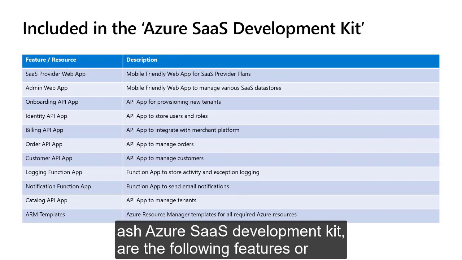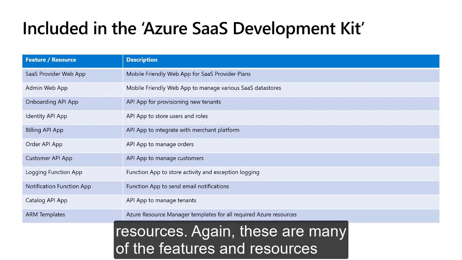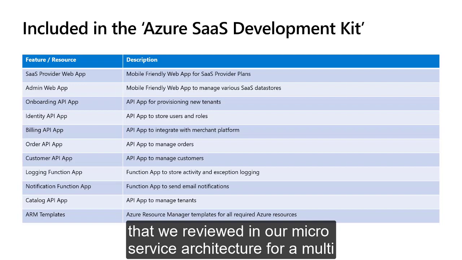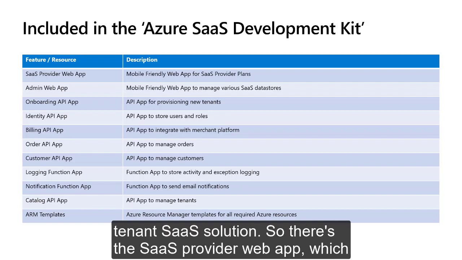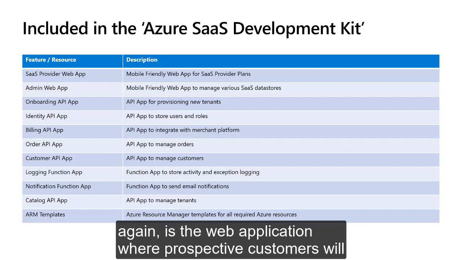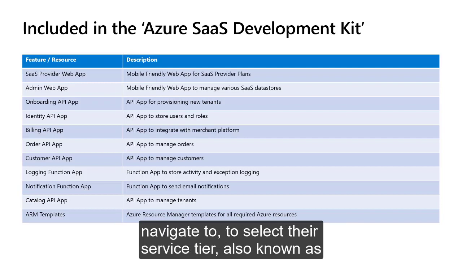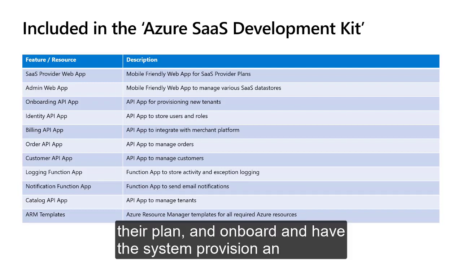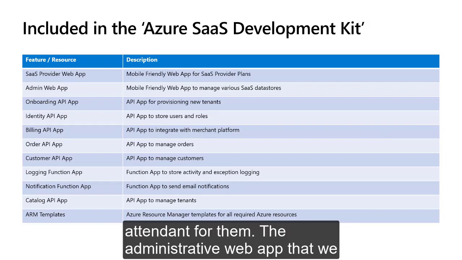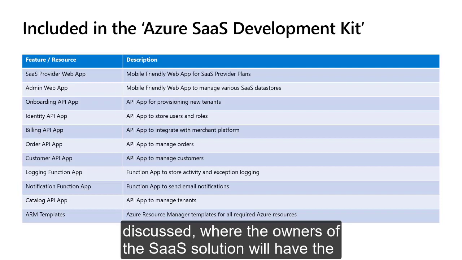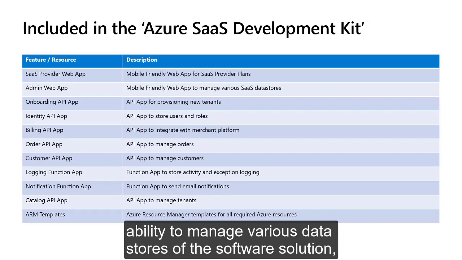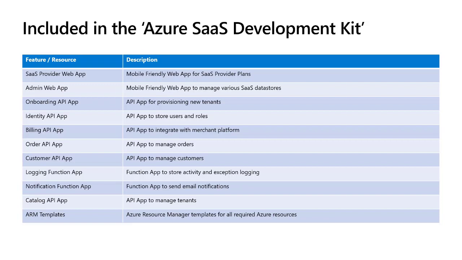So included in the Azure SaaS Development Kit are the following features and resources. Again, these are many of the features and resources that we reviewed in our microservice architecture for a multi-tenant SaaS solution. So there's the SaaS Provider web app, which again is the web application where prospective customers will navigate to select their service tier, also known as their plan, and onboard and have the system provision a new tenant for them. The administrative web app that we discussed, where the owners of the SaaS solution will have the ability to manage various data stores of the software solution.